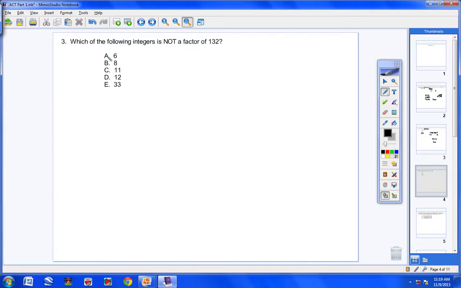Now, number 3, which of the following integers is not a factor of 132? Let's review what a factor is. In this problem, they want to know if you remember what a factor is. You know where students become confused? They confuse the words factor and multiples. If someone says, what's a factor of 132? They get confused. What's a multiple of 132? They get confused. So let's really focus on the word factor.